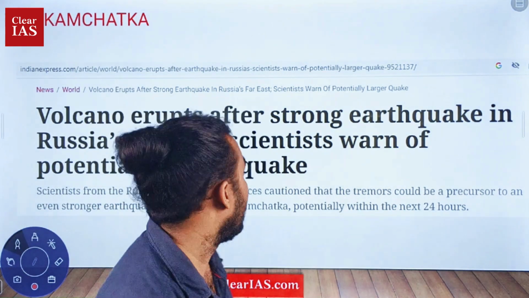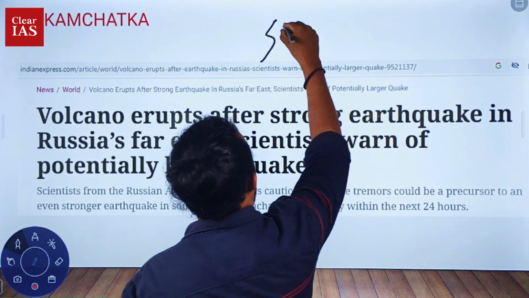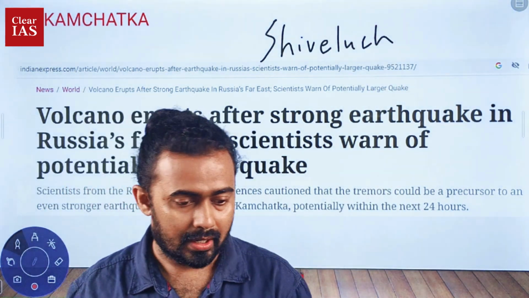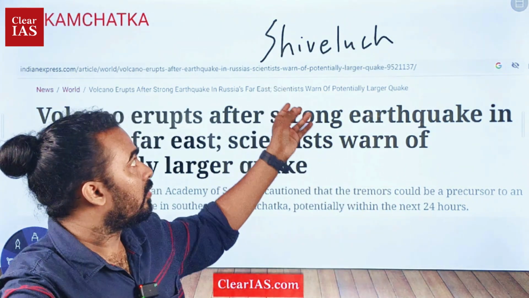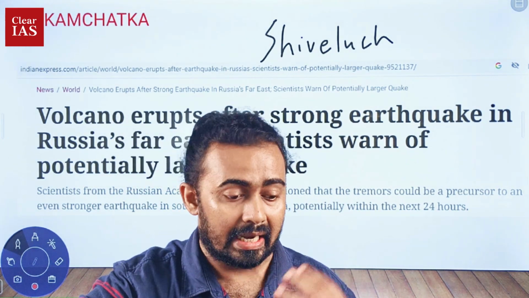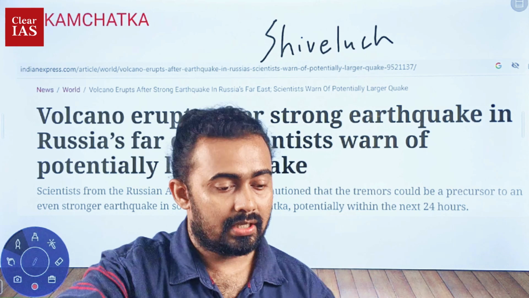Kamchatka Peninsula. So we'll understand what happened to this region. One volcano actually erupted there, and that volcano's name is Shiveluch. Even if you don't understand the name, just note the name of the volcano, Shiveluch. All these are Russian names. So that particular region is the important place, that is Kamchatka.